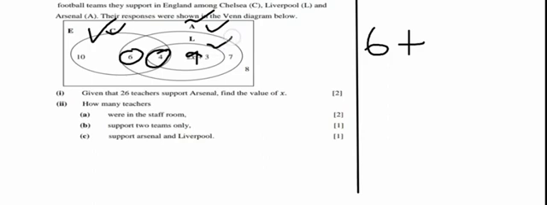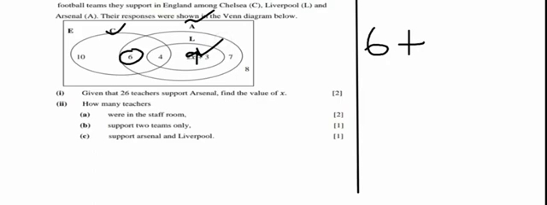B, support two teams only. So if I select 6 here, 6 teachers were supporting Chelsea and Arsenal. So we have 6 there, plus, then if I select 4 here, 4 is going to be the total number of teachers who were supporting Chelsea, Arsenal, and Liverpool. But they're just talking about 2 teams only. So 4 is not part of our solution.